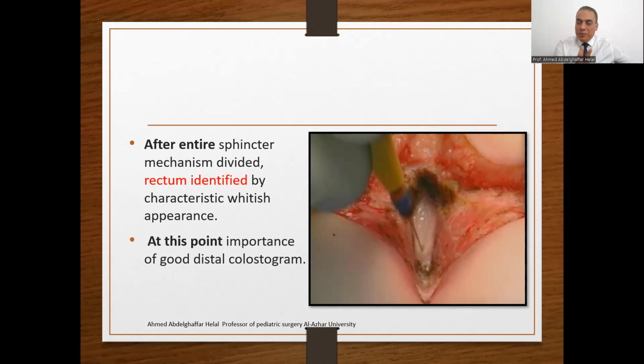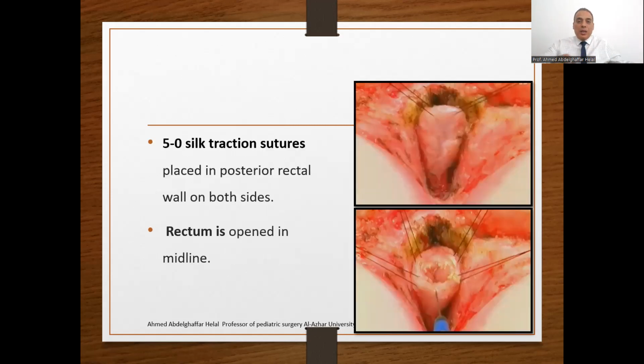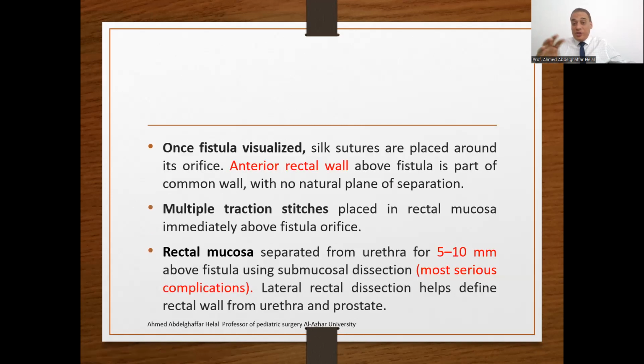At this point, the importance of a good distal colostogram is very helpful to determine where the rectum ends, in the rectobulbar, in the rectoprostatic, or high or low rectoprostatic. Then we place traction sutures on the rectal structures. After that we will incise the rectum to search for the fistula. Once the fistula is visualized, we can take some silk sutures around its orifice.